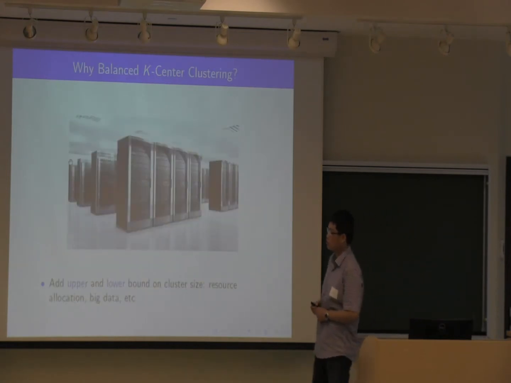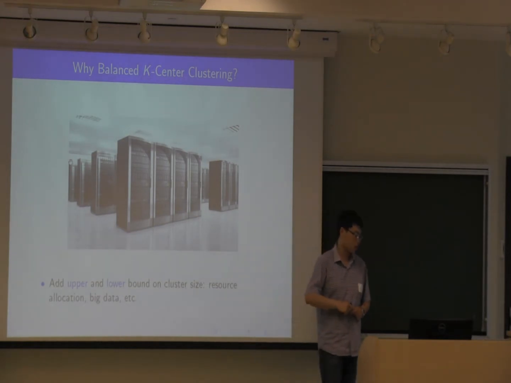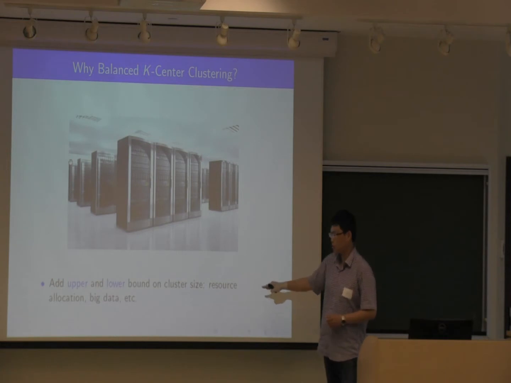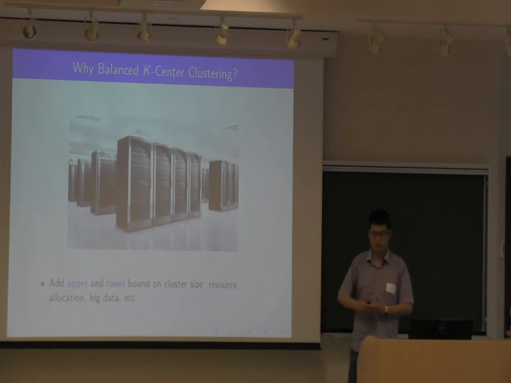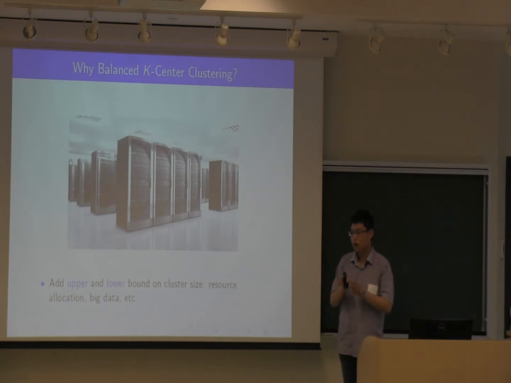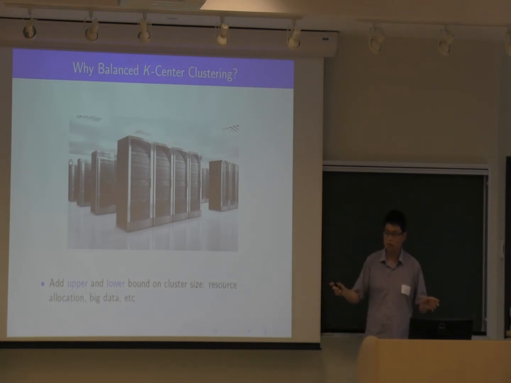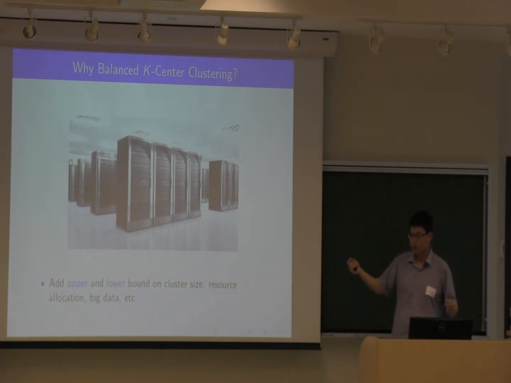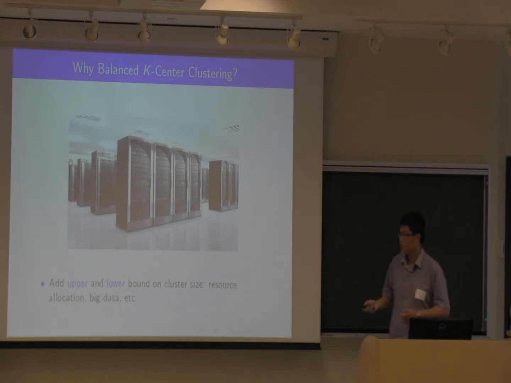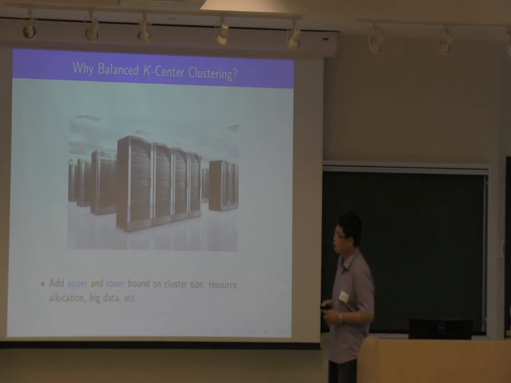But in many real scenarios, we may consider some constraints on the clustering. For example, we may consider adding some upper or lower bound on the cluster size. One typical motivation comes from resource allocation and big data. Currently we are facing faster growing data size, and in some cases it's difficult to fit the whole data into one single machine. So we have to do partition. Basically, we need to divide the given data into multiple machines and process the data in parallel. For each single machine, we may have some capacity. And also, once you open a new machine, you need to consider some basic cost. So that means after opening a new machine, we don't want this machine to be too empty. So we have to consider both upper and lower bounds for this partition.